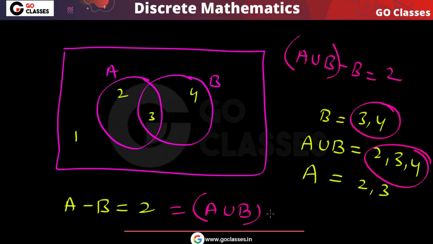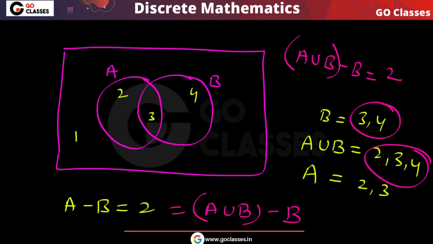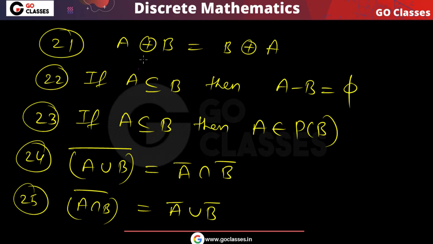Okay, so this is what I am saying: A minus B is the same as A union B minus B. This A minus B is the same as A union B, and from the union you remove the area of B. Okay, so these are some properties that we have seen.